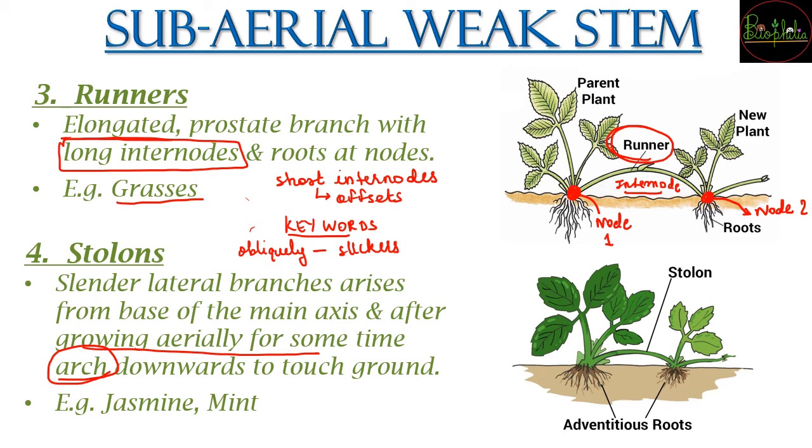So like these arch downwards and they grow aerially for some time, ये सब कहाँ मिलेगा? In the case of examples of jasmine and mint. So you have to see the diagrams as well, because questions में हो सकता है आपको diagram बता दिया जाए and you are asked about the example or the description. So in a way you have to remember the diagram, the differentiating characteristics of the modifications and their examples where you can find them. So keywords अगर याद है, you can easily remember the type and you can identify them as well. So that was about the subaerial weak stem.